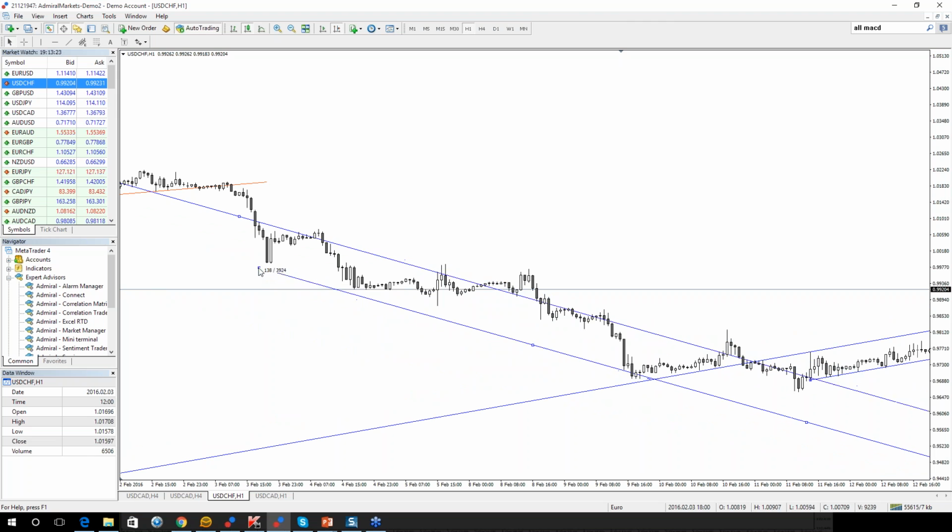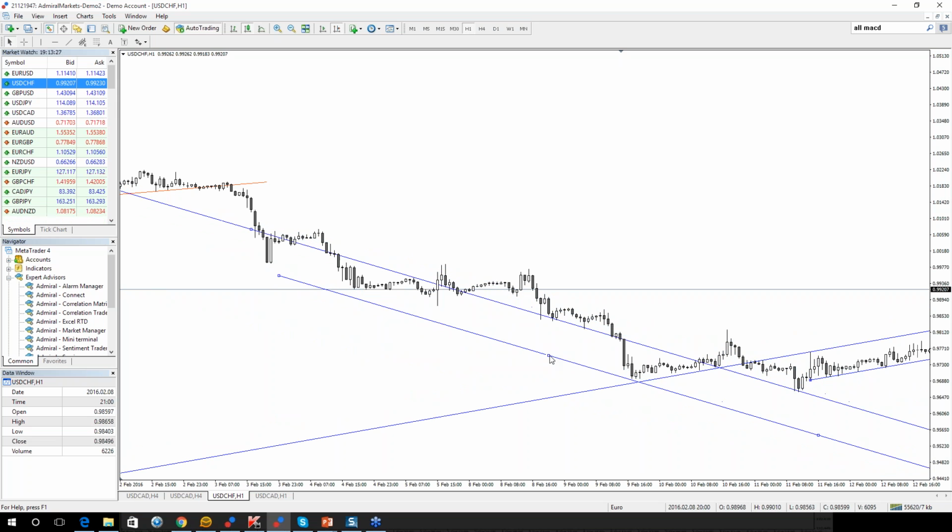Always connect it to look like a channel, not randomly. Like this.